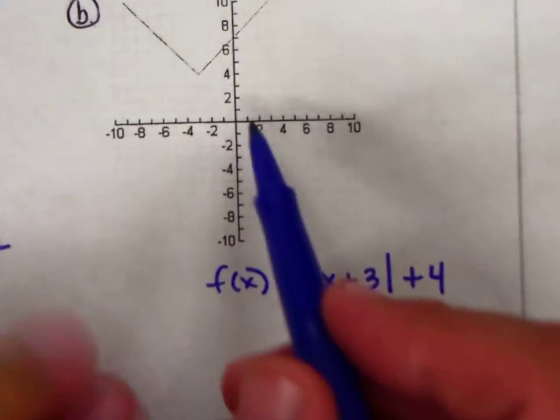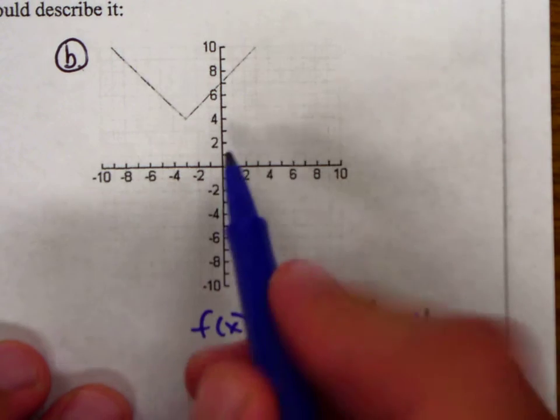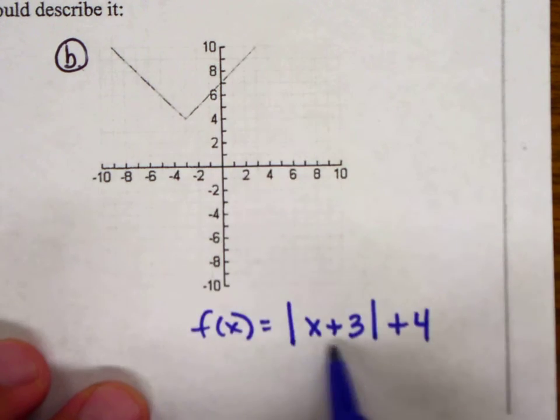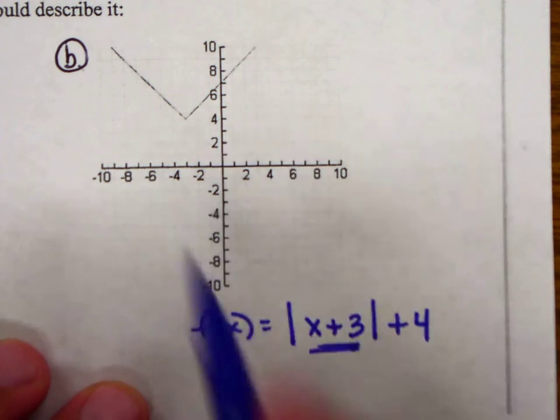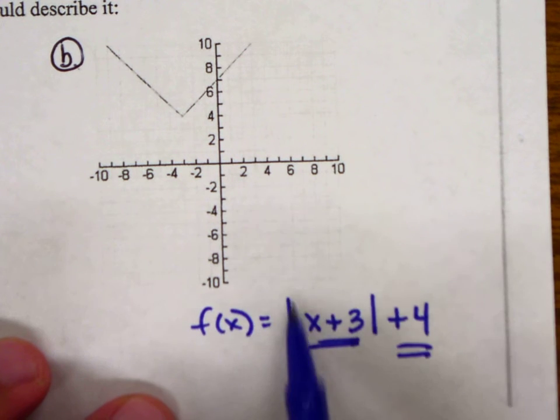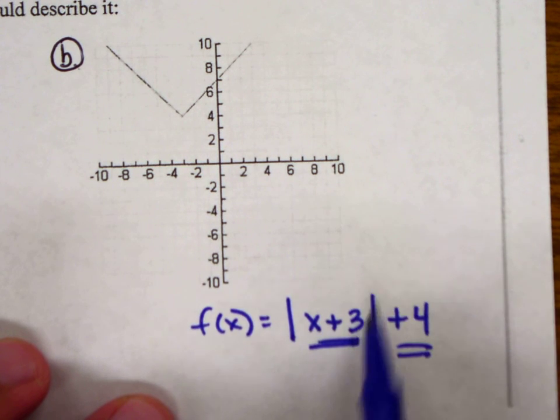And then in B, the absolute value function, we know it's absolute value because absolute value is V-shaped. So the vertex is shifted 1, 2, 3 units to the left, so +3 on the inside, and it's shifted up 4 units, so +4 on the outside. So absolute value, x plus 3, +4.